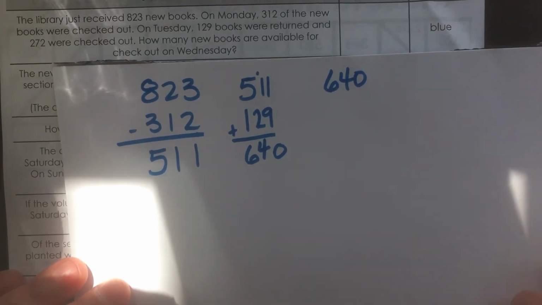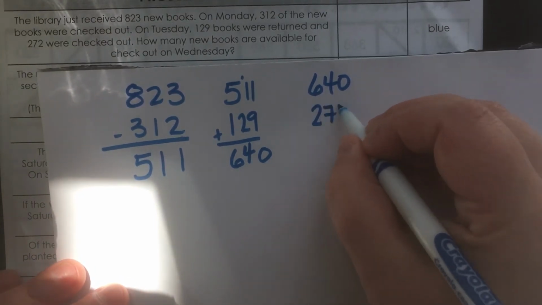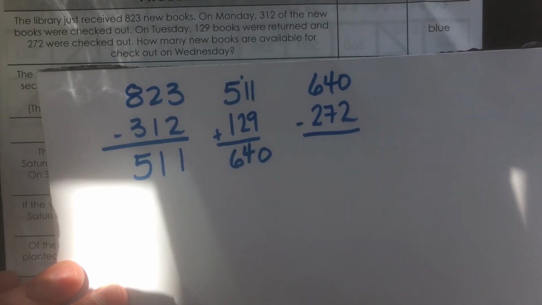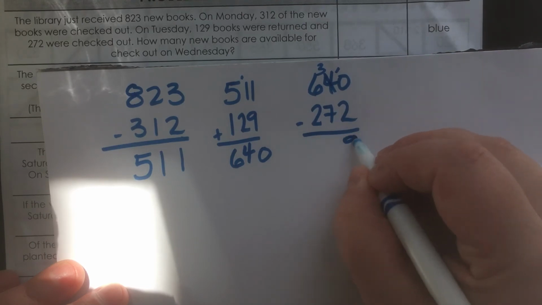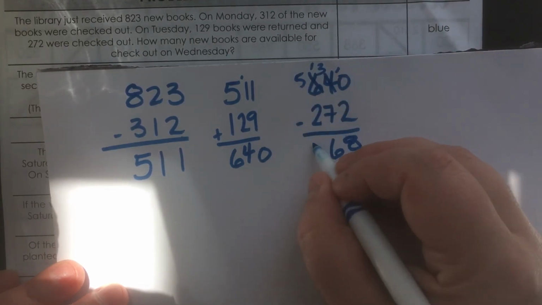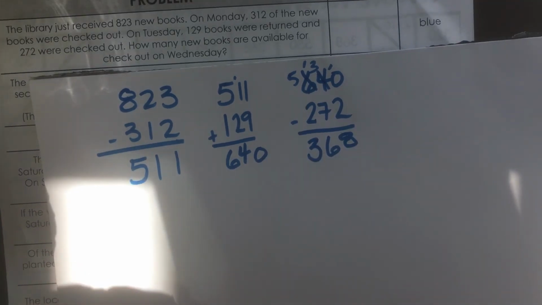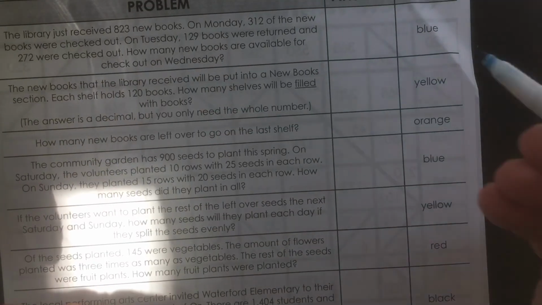How many books were checked out? 272 books were checked out of the library. Let's go ahead and do this problem. 10 minus 2, 13 minus 7. All right, so I should have on Wednesday 368 books to choose from at the library. All right, so I'm going to now put that in my answer column.